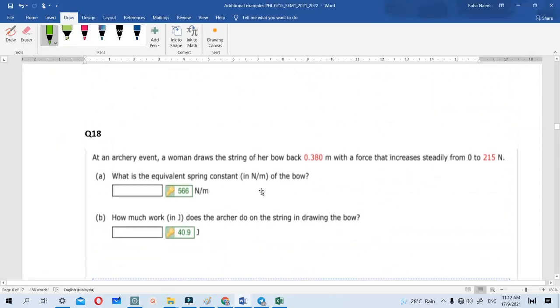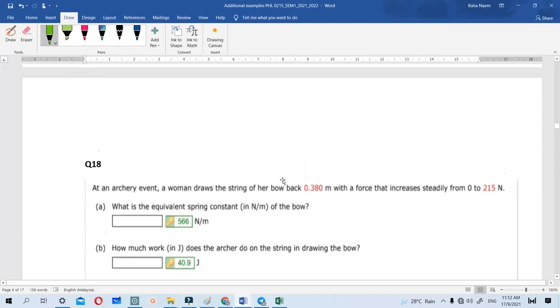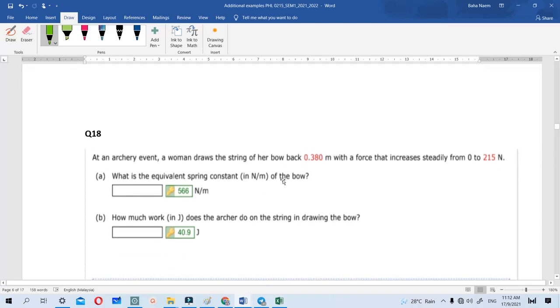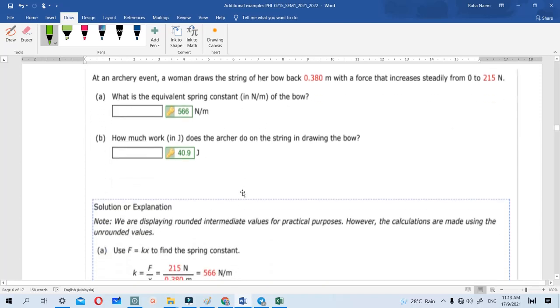Alright, let's look at question 18 from the additional example. In this example, you will find that the spring used on the bow is very much similar to the behavior of spring constant. Okay, so at an archery event, a woman draws the string of her bow back towards her lah, 0.38 meter with a force that increases steadily. So this is to reflect that the force is not constant, from 0 until 215. What will be the equivalent spring constant, which is K value?